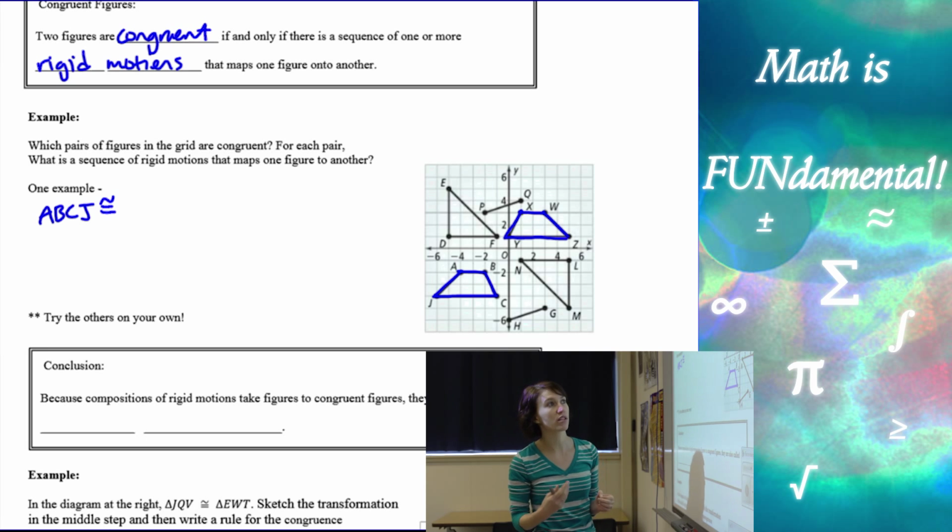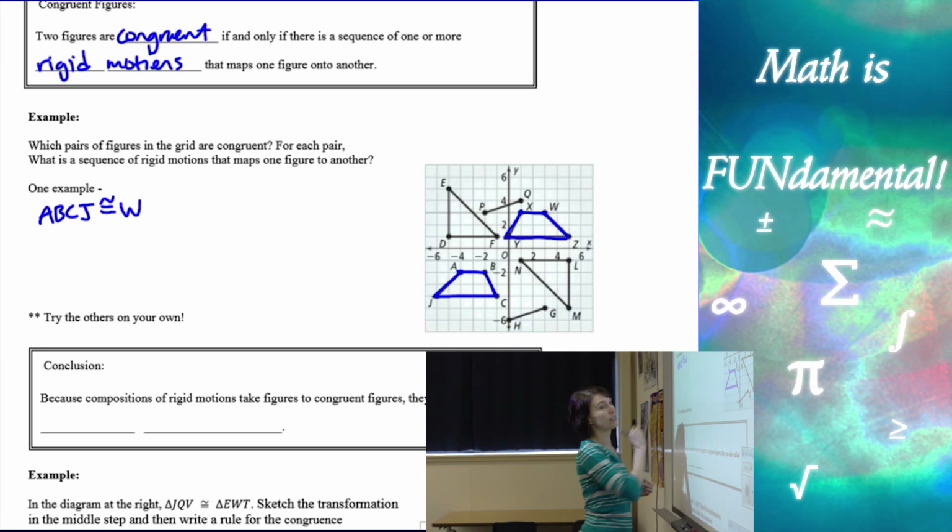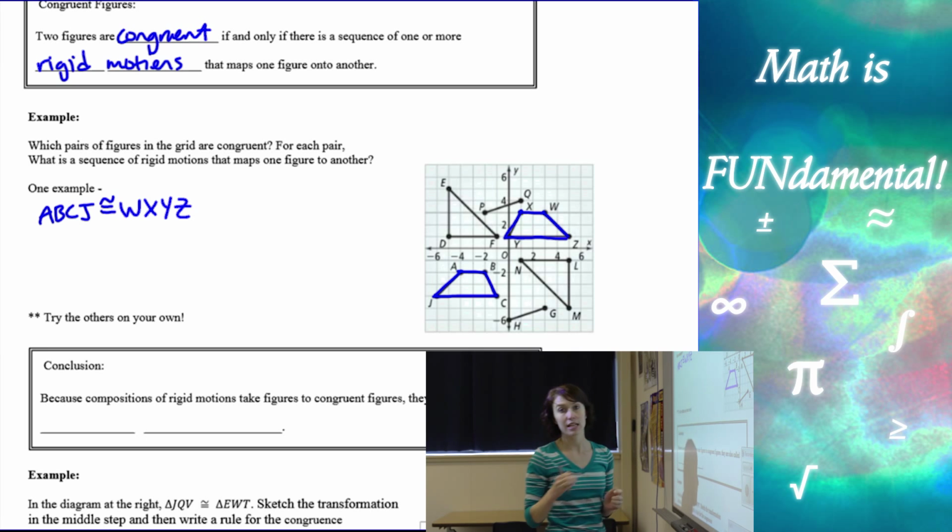So which point corresponds to A? Well, that is going to be W. B corresponds to X, C corresponds to Y, and J corresponds to Z. So we need to make sure that we write them in the correct order, or it won't be a correct congruent statement. Now we want to find a sequence of rigid motions that gets us from one to the other. There's a lot of different ways we could do this, so you kind of just have to pick one and go for it and make sure it works.